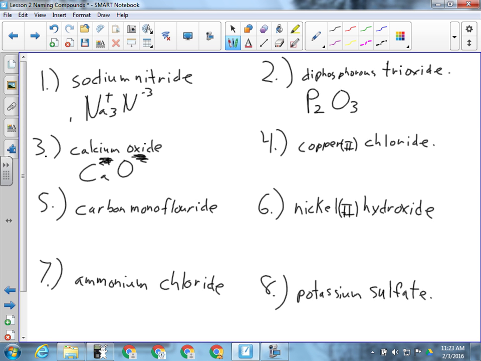CaO. Okay, now we got a Roman numeral. That's only going to happen in what kind of compounds? Ionic. So copper is Cu, and the Roman numeral tells us this is the copper that's 2+. Chlorine is always a -1. So I take the 1, I put it here. I take the 2, I put it here. CuCl2.